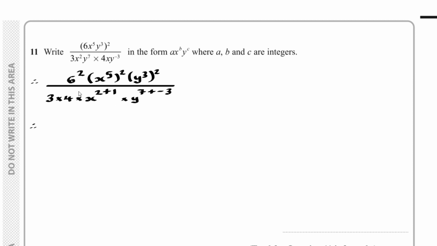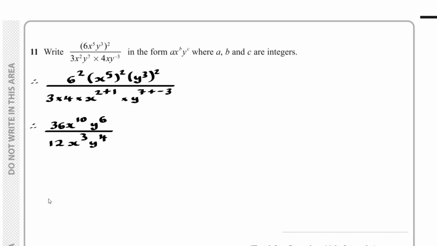So if we simplify the top, 6 squared is 36, x to the 5 squared, that's x to the 10, y cubed squared, that's y to the 6, and for the denominator, 3 times 4 is 12, x to the 2 plus 1 is x to the 3, y to the 7 plus negative 3, that's y to the 4.